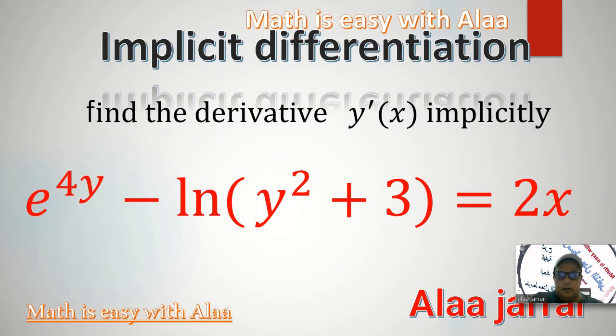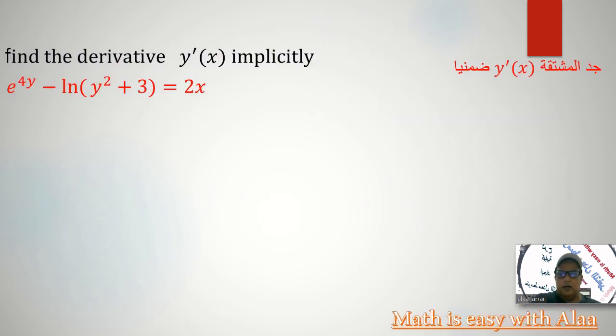Hi, with another example. Let us take this example. How can we find the derivative y prime implicitly for e to the power 4y minus ln(y squared plus 3) equal to x?